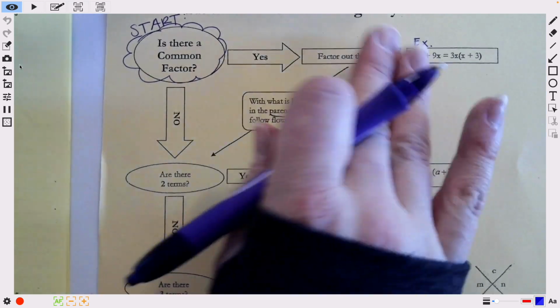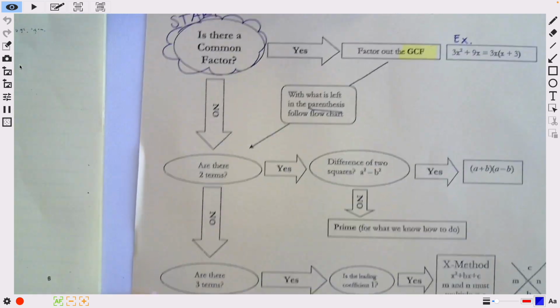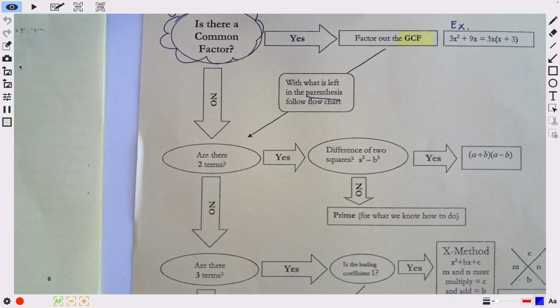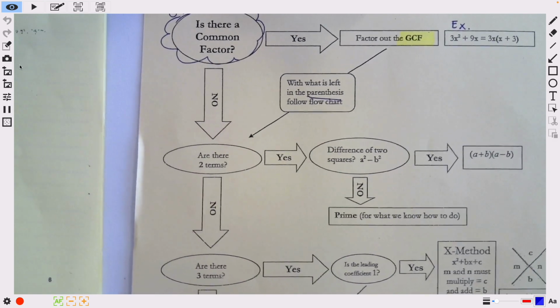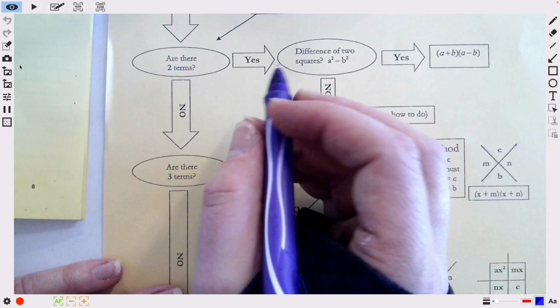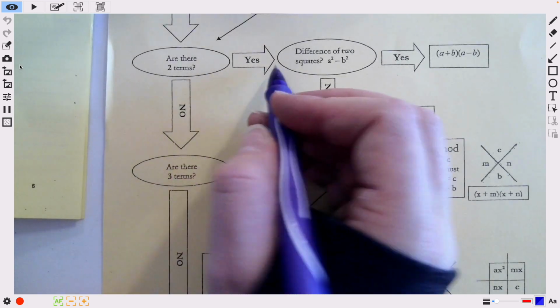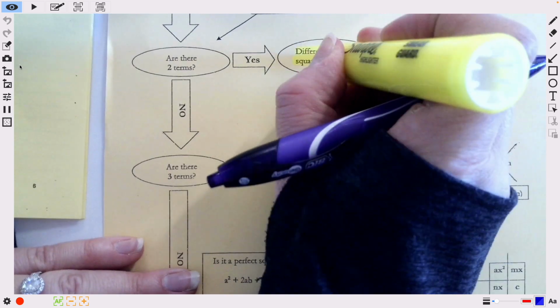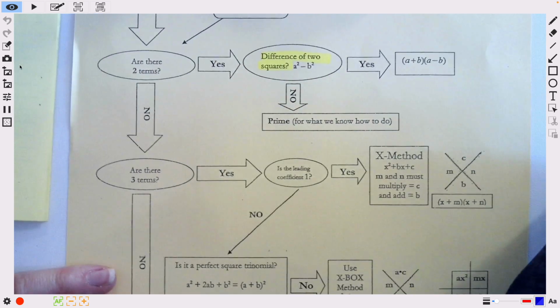Now, if there is no greatest common factor that you can take out, now we go down this column right here. And you'll notice right down this column there are 3 questions. Are there 2 terms? Are there 3 terms? Or are there 4 terms? If there are 2 terms, so you look at your problem and it's like x squared minus 16, 2 terms. First thing you should ask is if it's a difference of 2 squares or a difference of perfect squares. So this was one of those special patterns.